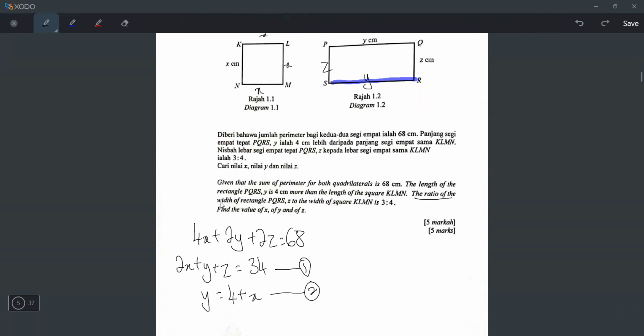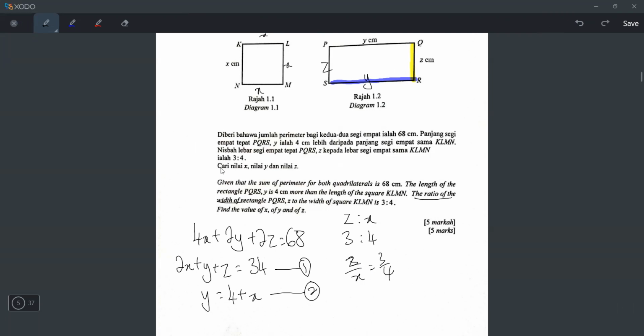The ratio of the width. Width is the lebar. Lebar is this one. This is the lebar, the z. So the ratio for z to the width of the square, x, is 3:4. It means z over x is 3/4.